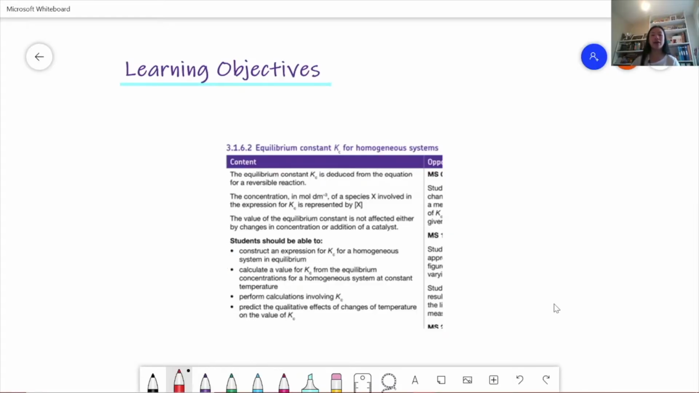Today we're going to be learning about the equilibrium constant Kc for homogeneous systems. So we're going to learn about what the expression means, how we calculate it, and we're going to construct the expression for Kc to calculate a value of Kc for a specific experiment, and then we're going to learn how to predict the qualitative effects of changes of temperature on the value of Kc.